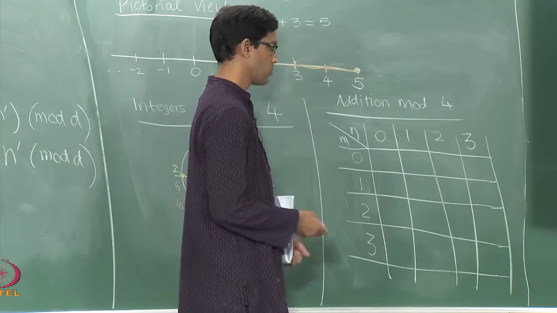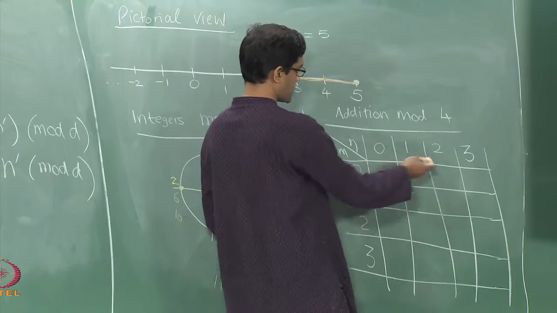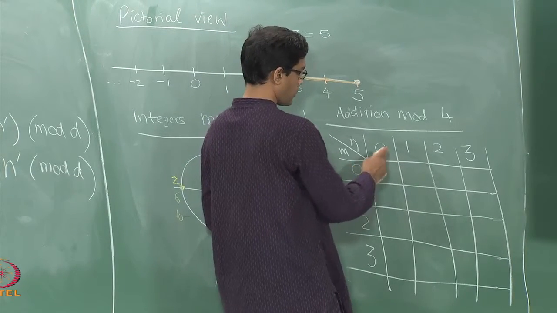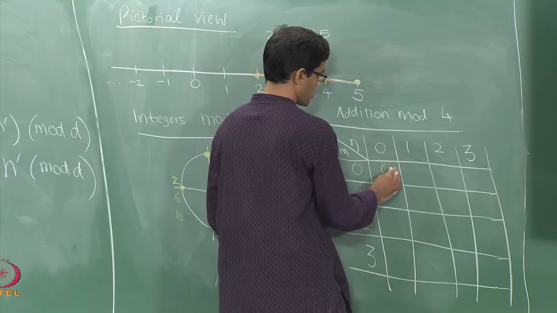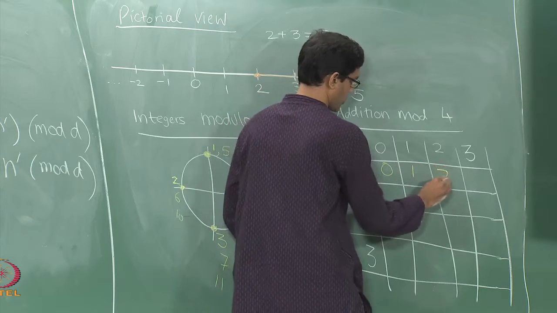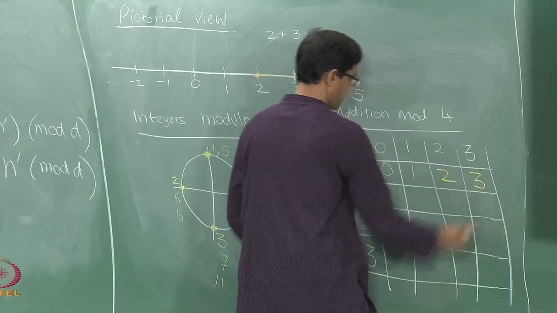For instance, let's do the first row for instance. If I had 0, 0 plus 0 is of course a 0, 0 plus 1 is 1, 0 plus 2 is 2, 0 plus 3 is 3.